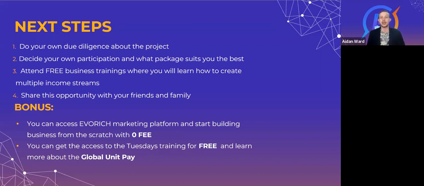Good question. I don't actually work with Global Unit Pay anymore, and I would probably advise that it's best to send their support a message and say, hey, this is what's happened with my Global Unit Pay account. I haven't been able to get it verified, and they'll be able to assist you. Let them work for their paycheck. Don't just come through to me where it's a bit of a charity case.